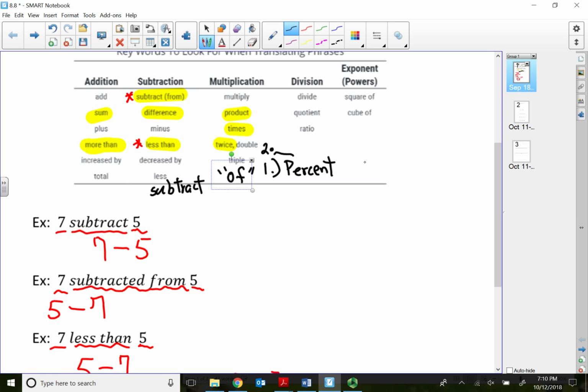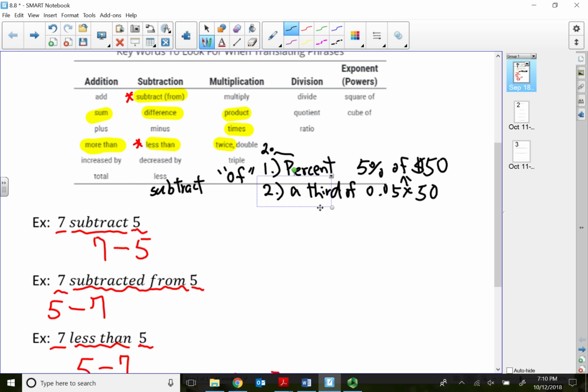All right. For example, maybe like what's 5% of $50? So that will be translated to be 5% is 0.05. Of means multiply the $50. Okay. So now the word of in percent means multiply. The word of also means multiplication when we are dealing with fraction kind of wording, like a third of, half of. So when you see the wording a third of, it means 1/3 times something.